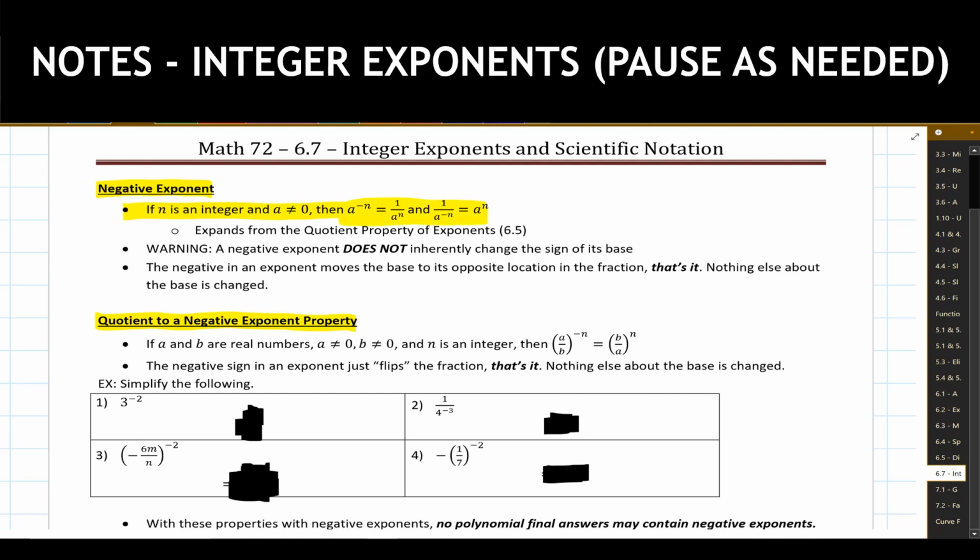first property here, warning that we have here, which I would highly recommend you put some stars around it. And this last bullet point here, because this also corresponds with the one directly above it. In terms of the quotient to a negative exponent property, we're going to want both of these written down as well.